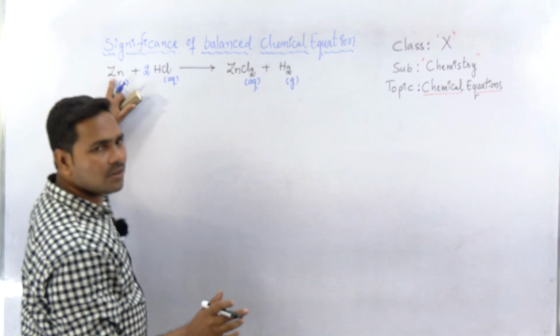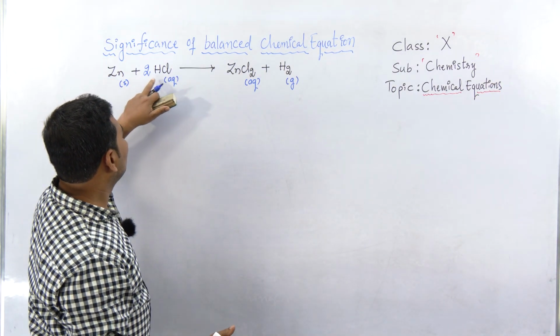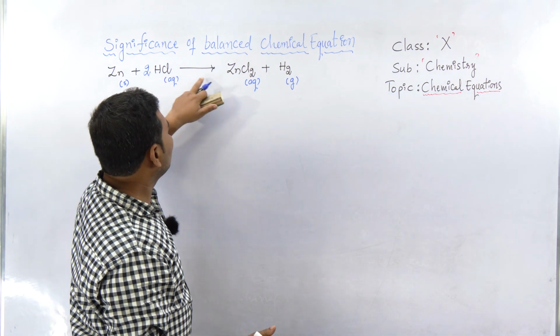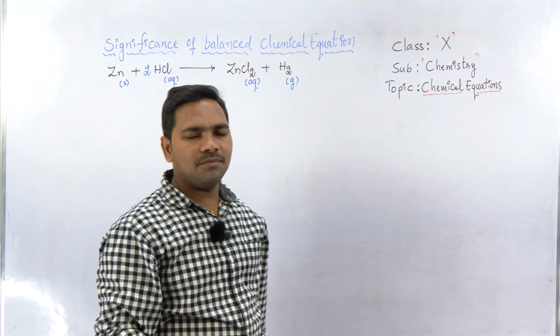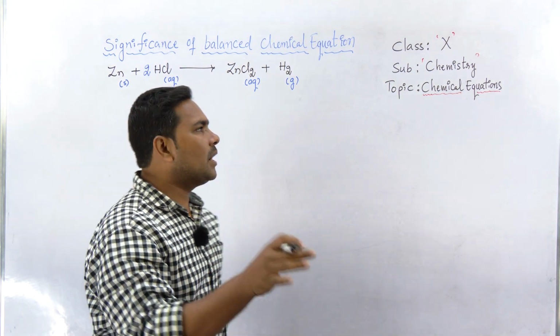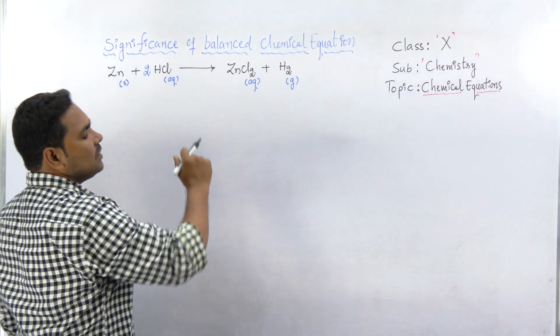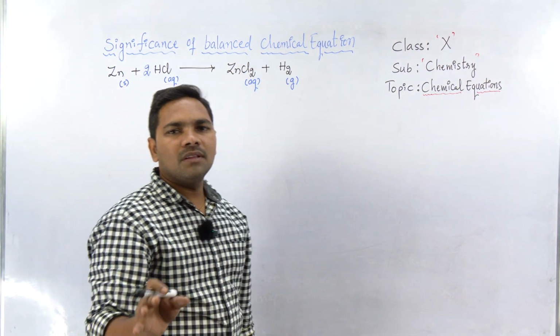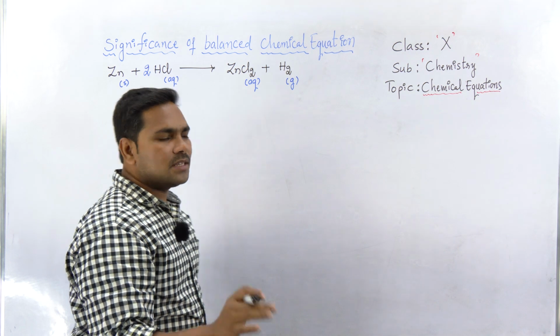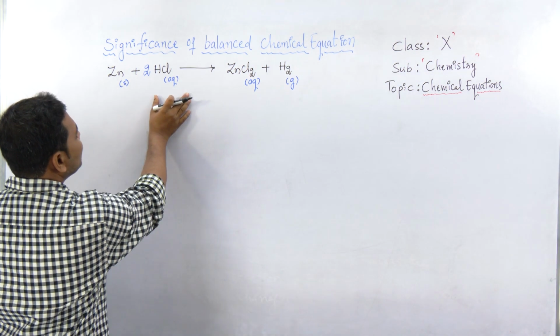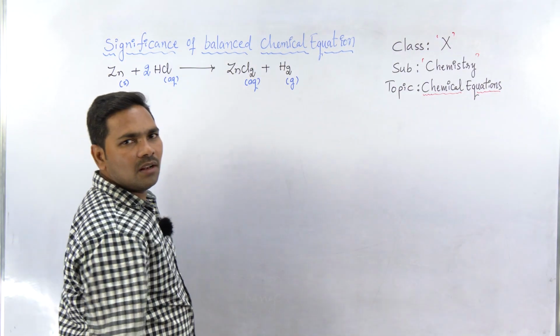We write a word equation, right? Zinc reacts with hydrochloric acid, gives rise to zinc chloride plus hydrogen. We can write a word equation, but this balanced equation is more informative than a word equation. Let us see what information we understand from this balanced chemical equation.